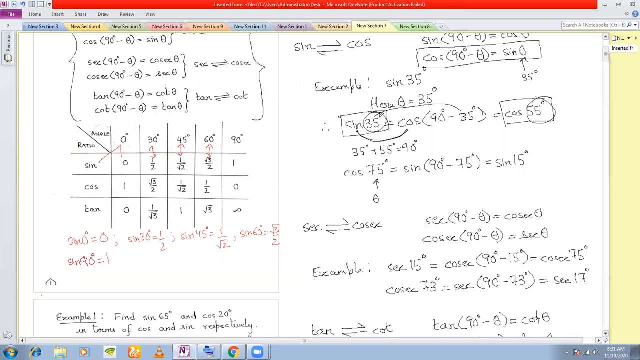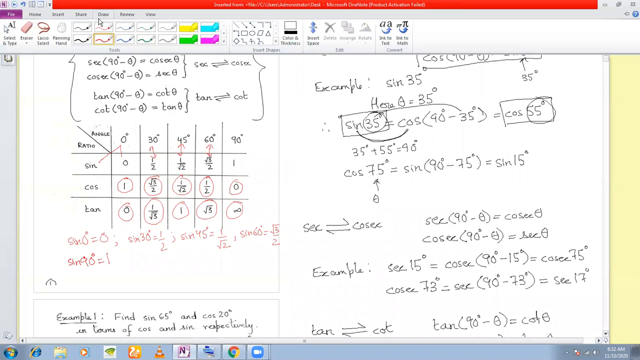is 1. Similarly, for cos, cos 0 is 1, cos 30 is root 3 by 2, cos 45 is 1 by root 2, cos 60 is half, cos 90 is 0. Tan 0 is 0, tan 30 degree is 1 by root 3, tan 45 degree is 1, tan 60 degree is root 3, and tan 90 is infinity or undefined. These relations you can remember.